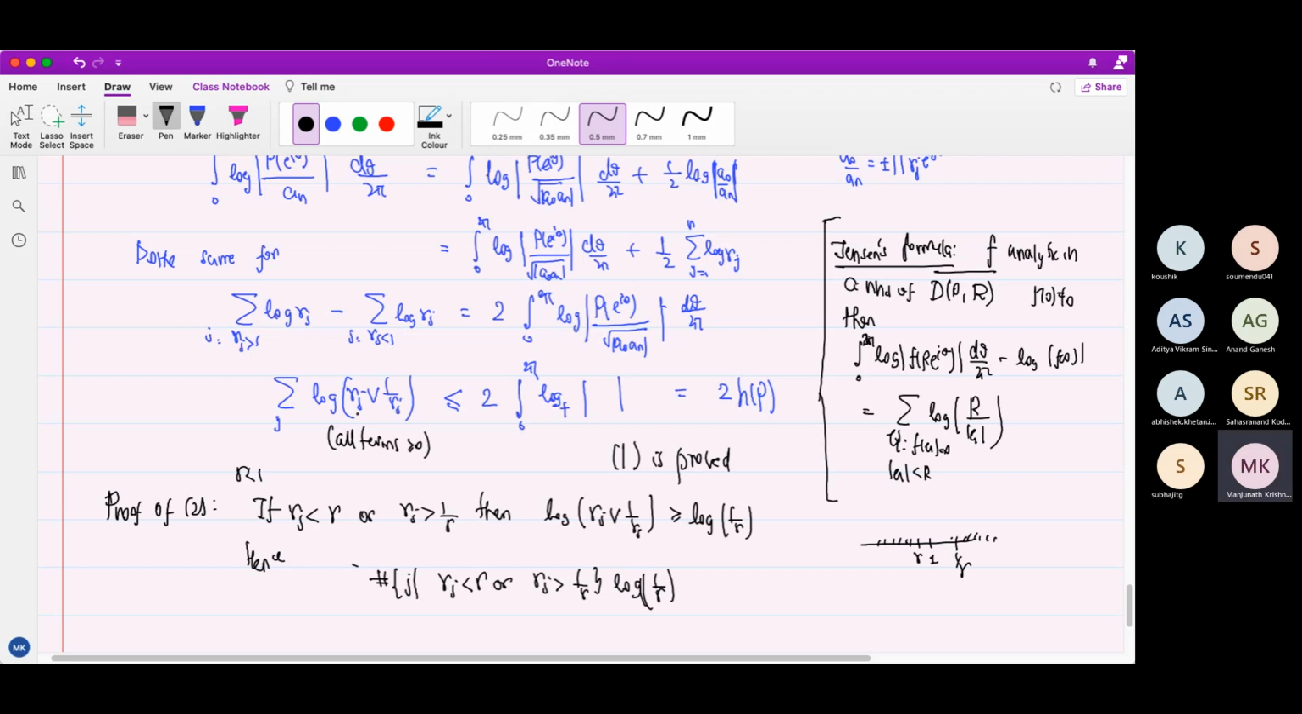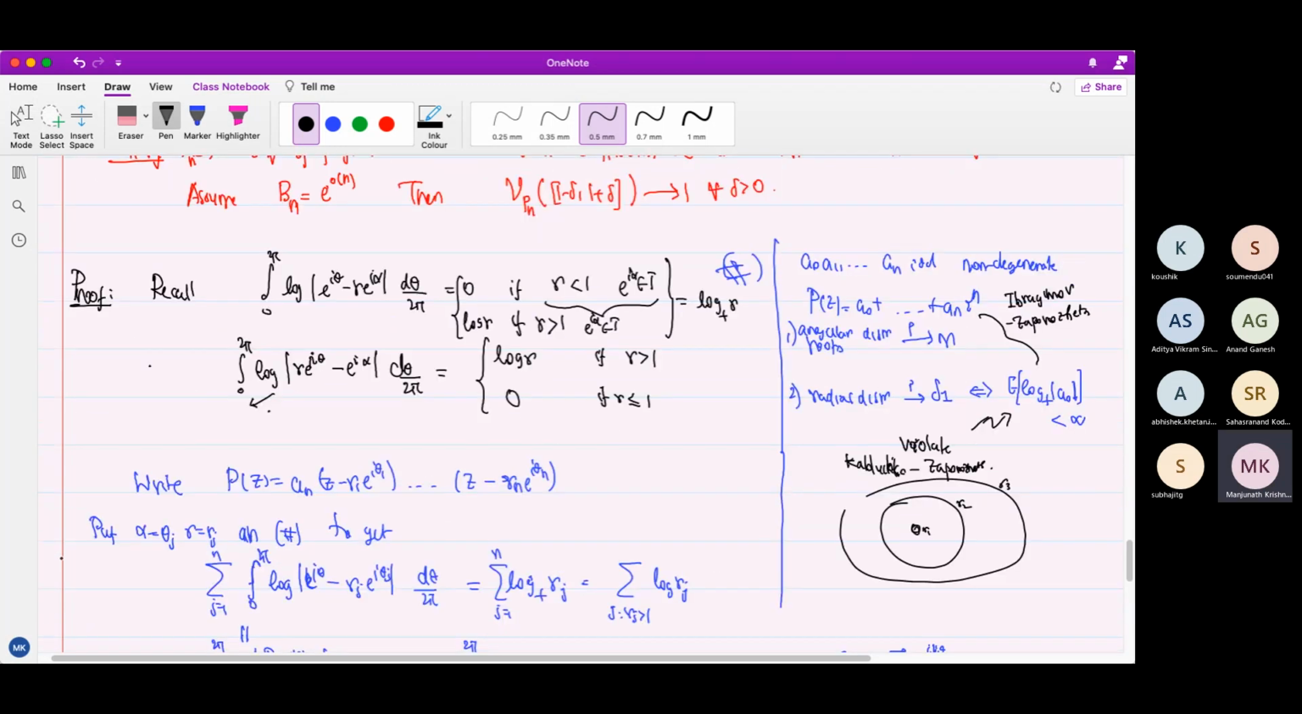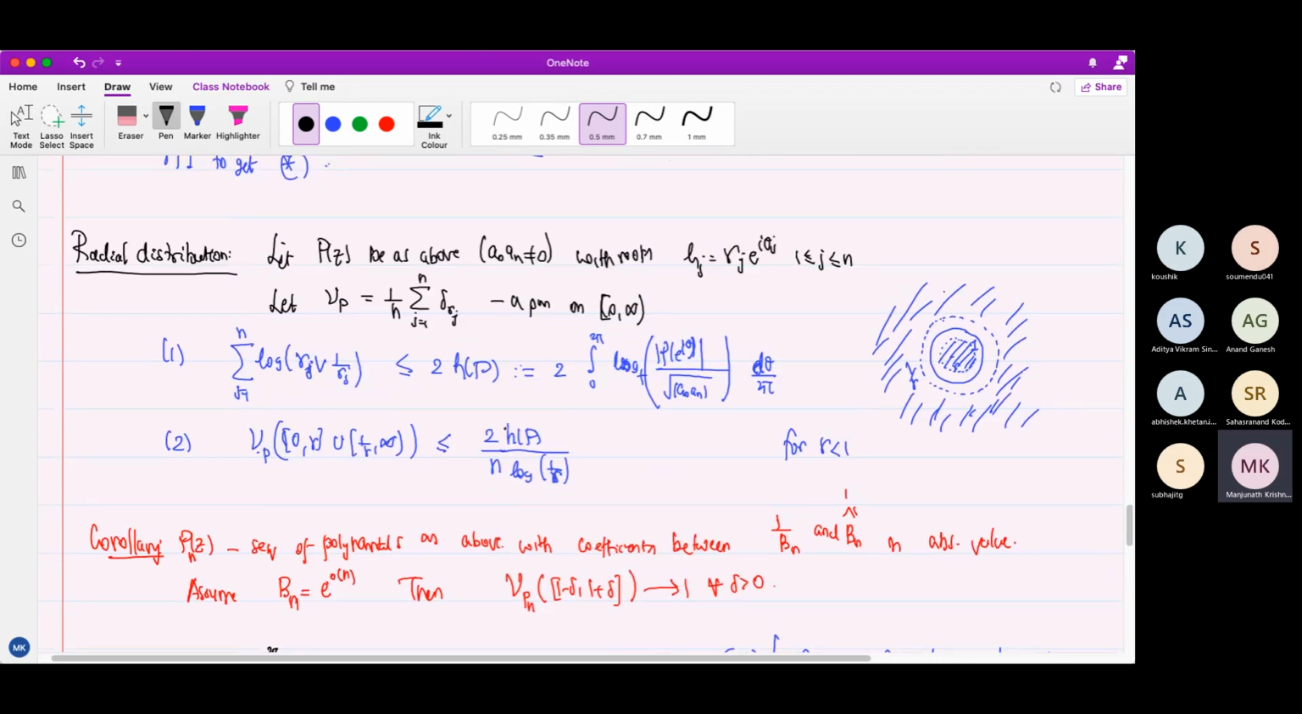Okay, here. So you drop all the terms, all the R_j which are between R and 1 by R, you drop. These ones will give me, this is less than or equal to 2h of P. And that is it. So this is nothing but the new P of (0, R) union (1 by R, infinity) times n, because new P and then there is an extra log 1 over R. So new P of this is bounded by 2h of P over n times log 1 over R, which is what I had done here.